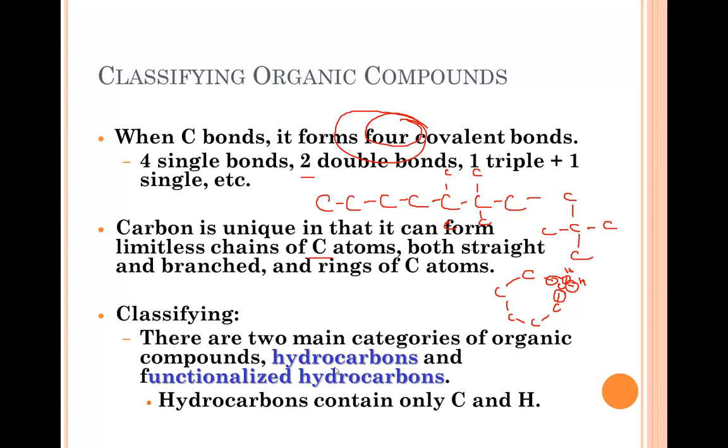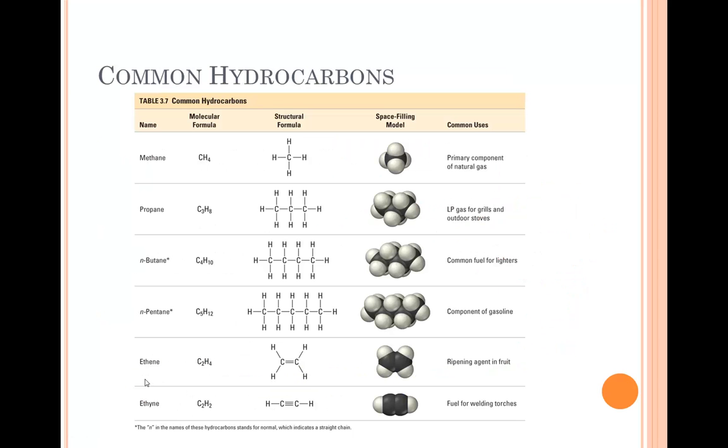There are 2 main categories of organic compounds. There's hydrocarbons and functionalized hydrocarbons, which means that they have a functional group within them. And the functional group itself will be what dictates how the carbon reacts. Hydrocarbons contain only carbon and hydrogen. The functional groups are the ones that contain the oxygen and the nitrogen and sulfur and so on. So let's take a look at some common hydrocarbons.